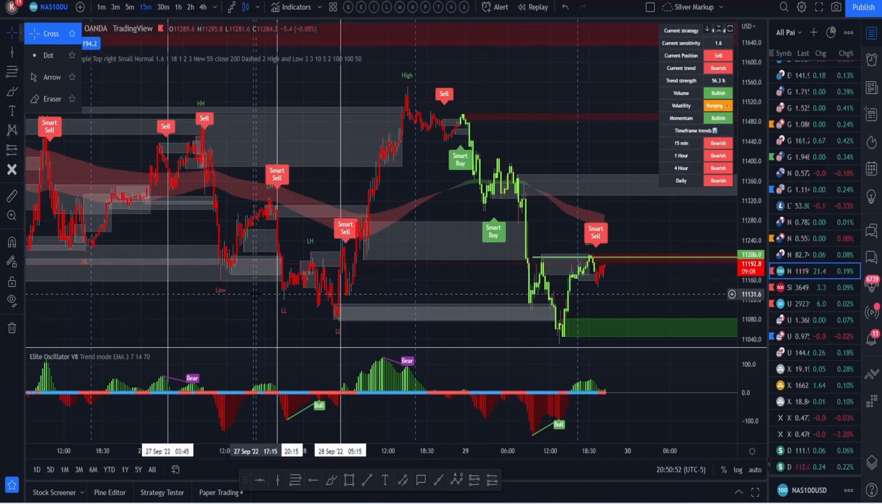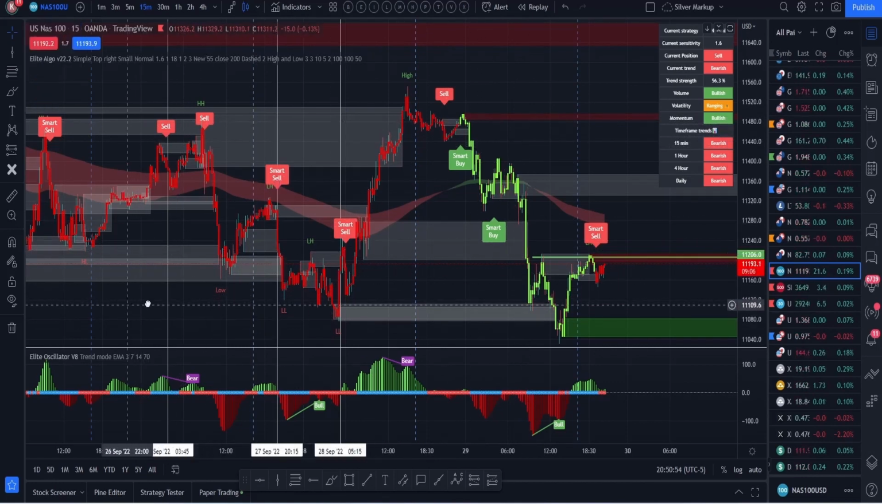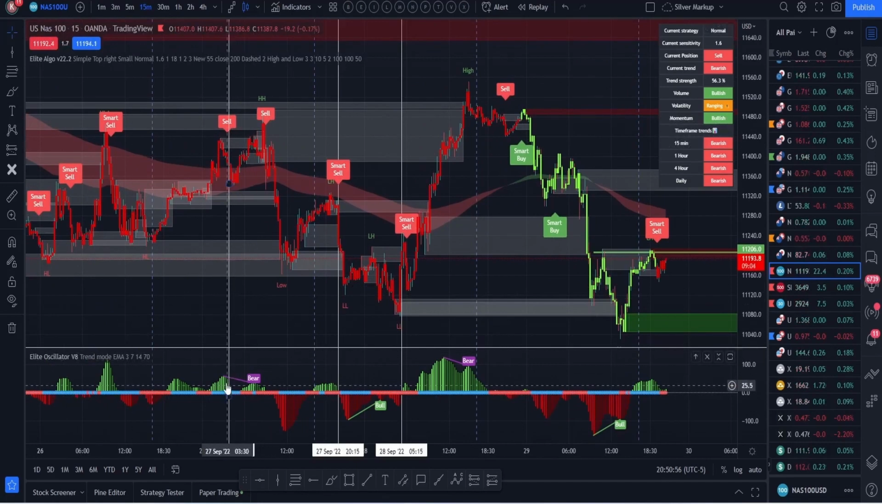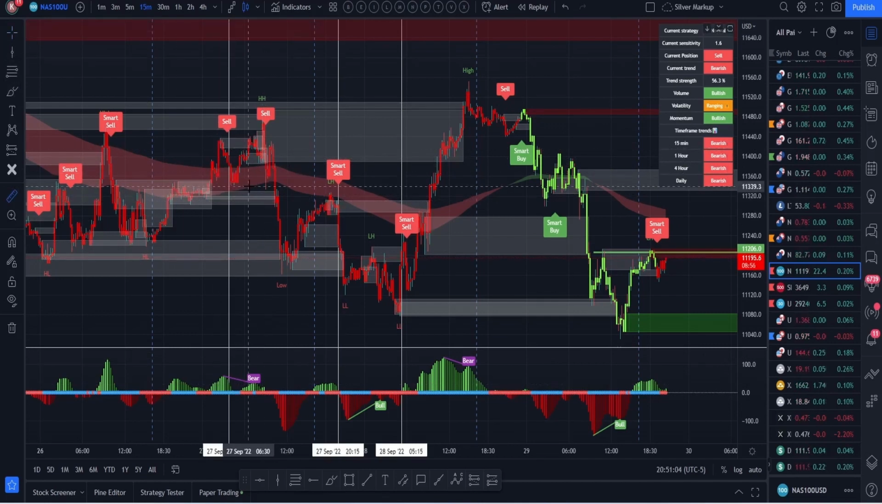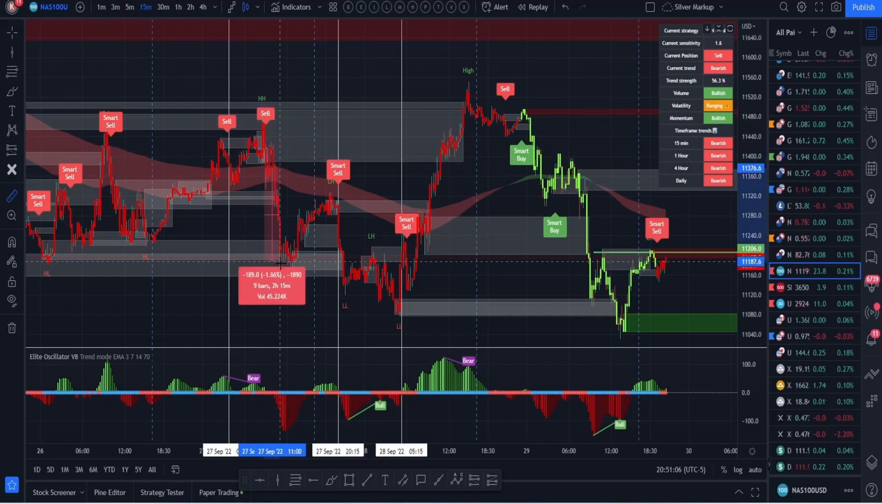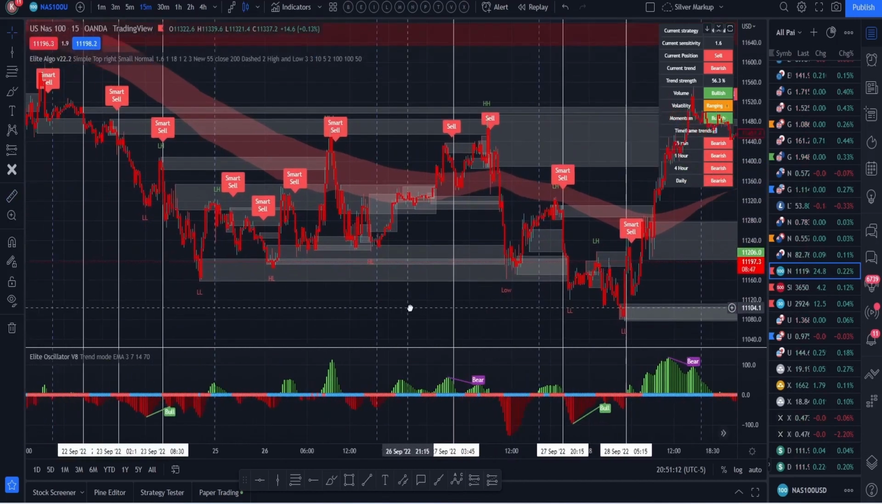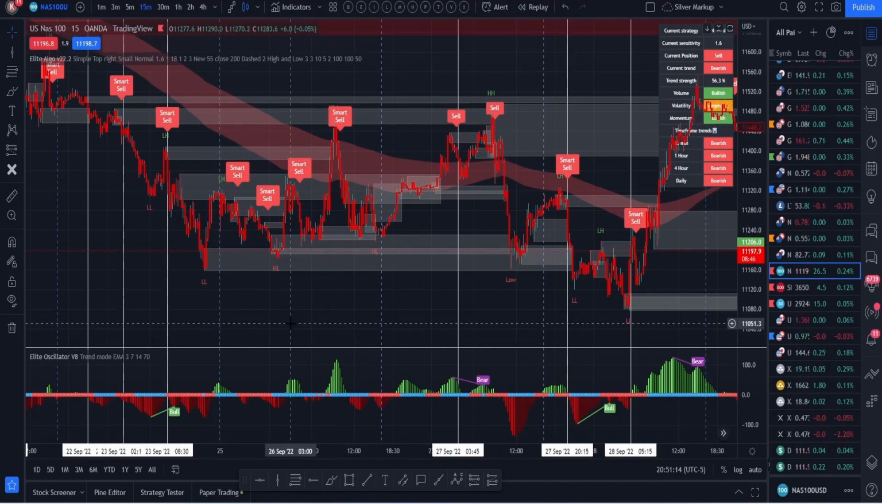So for example, I look for another bearish divergence right here. So you get a bearish divergence right after you get a sell signal from here. So from here down, that was a pretty good solid move. So that's why I always keep that on there as well.